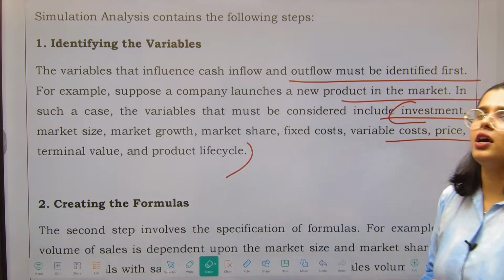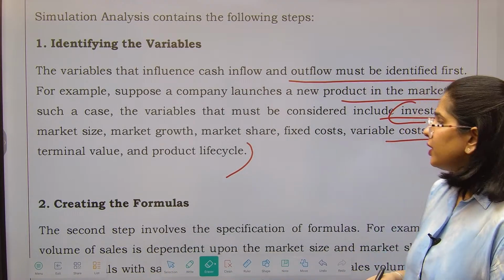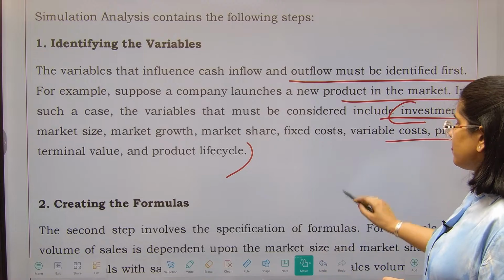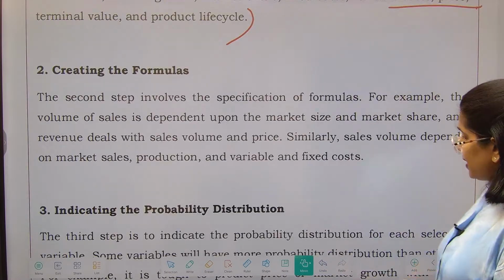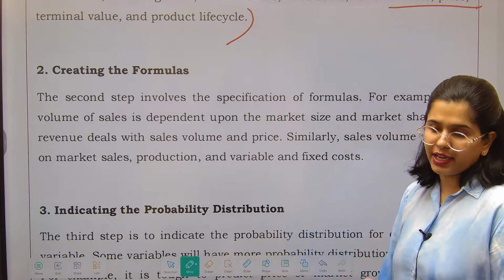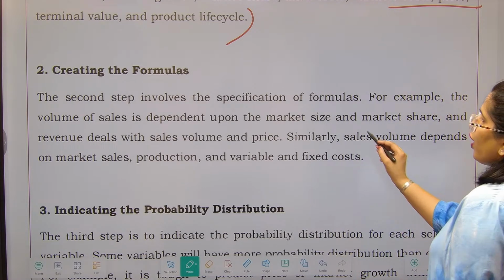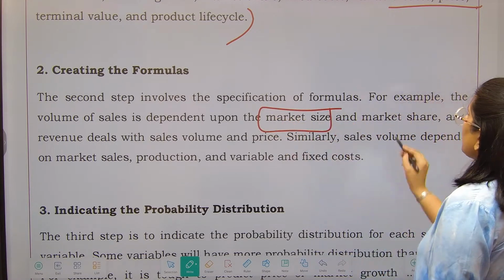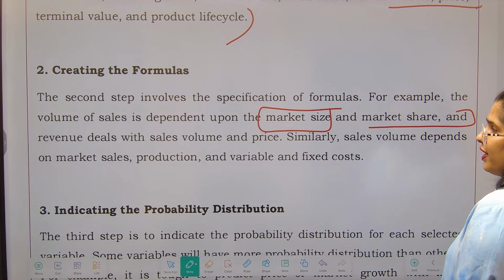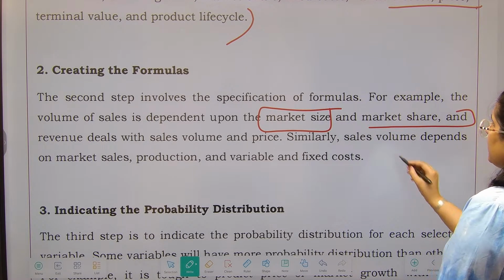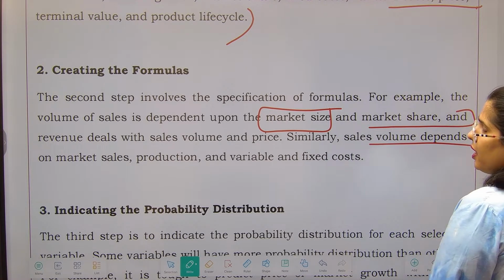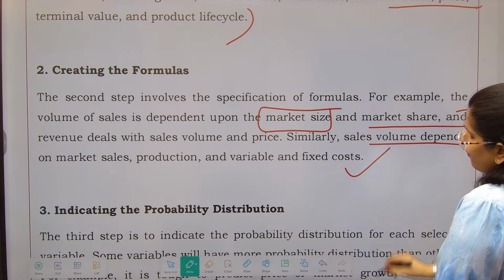Next we will talk about creating the formulas. So in this particular case, the second step involves specification of formulas. That means we are trying to find out the interrelationship between the variables. Volume of sales is dependent upon market size and market share, and revenue deals with the sales volume. Similarly, sales volume depends on market, production, variable and fixed cost.